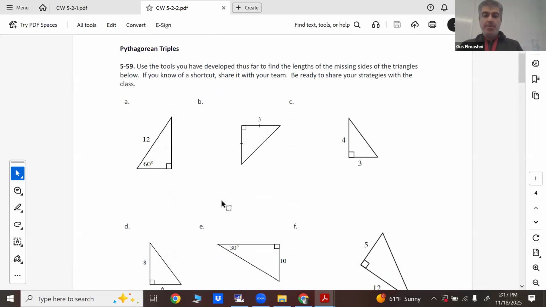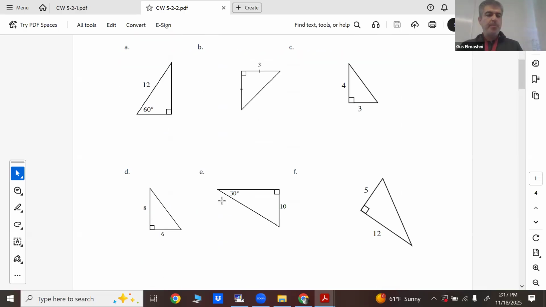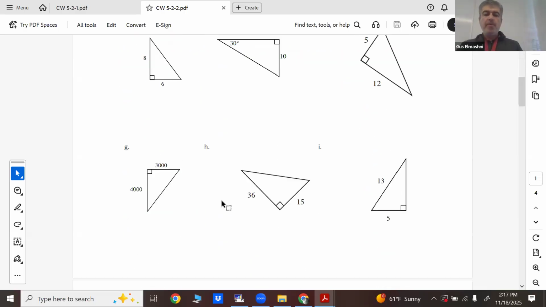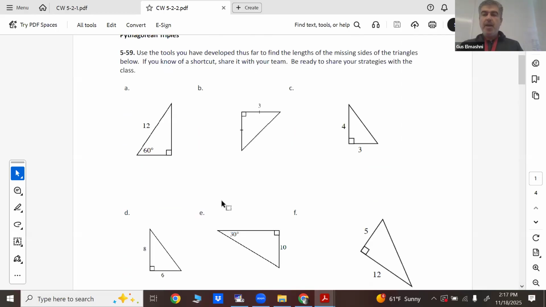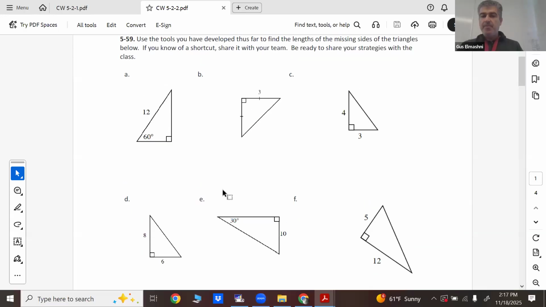Okay, Pythagorean triples. So far you've learned how to find missing sides. If you know a shortcut, share with your team. What I'm going to have you do is work these out with whoever you're sitting next to. I'll write the ratios off to the side.